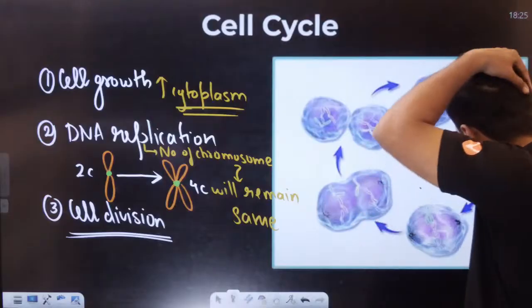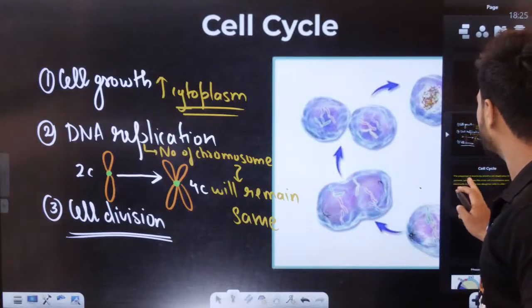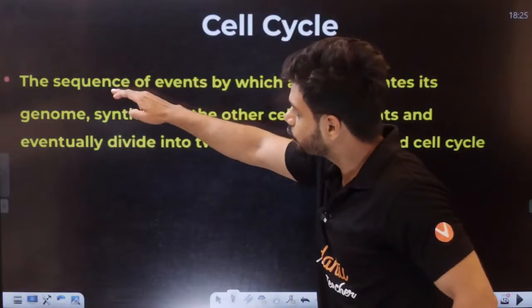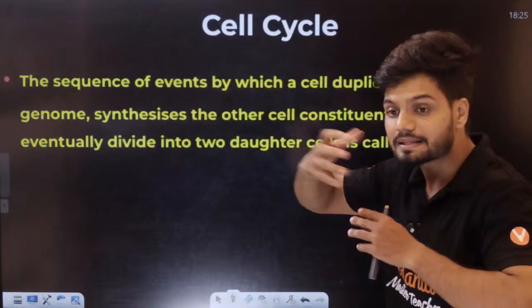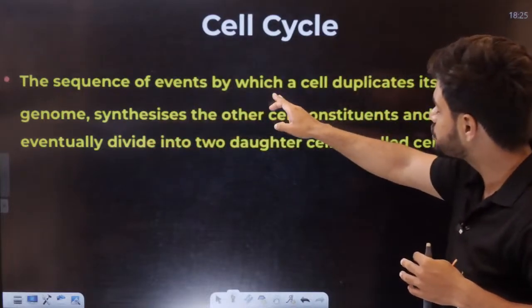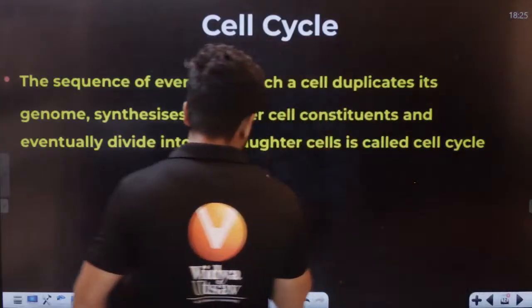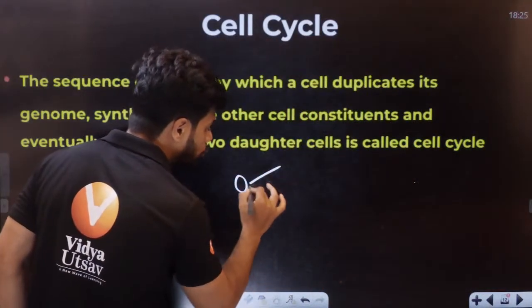Students, now that is actually the cell cycle. Here is a quick definition for all of you. The cell cycle is a sequence of events by which a cell duplicates, becoming from one cell into two cells.